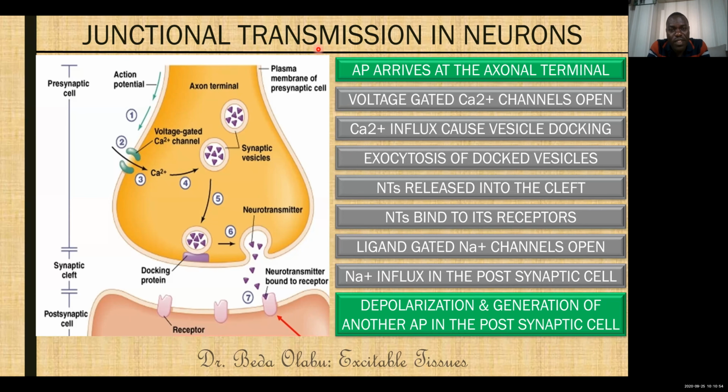Outline the differences between chemical synapse and electrical synapse. That's a question. Discuss that in your groups. The groups are open.